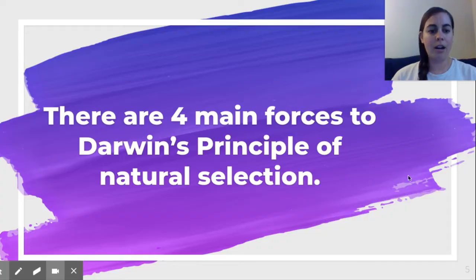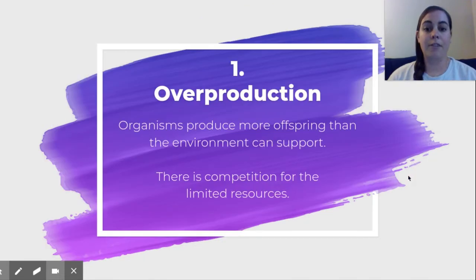There are four main forces to Darwin's principle of natural selection that we're going to dive into. The first one is overproduction. Organisms produce more offspring than the environment can support, so there's a competition for limited resources.